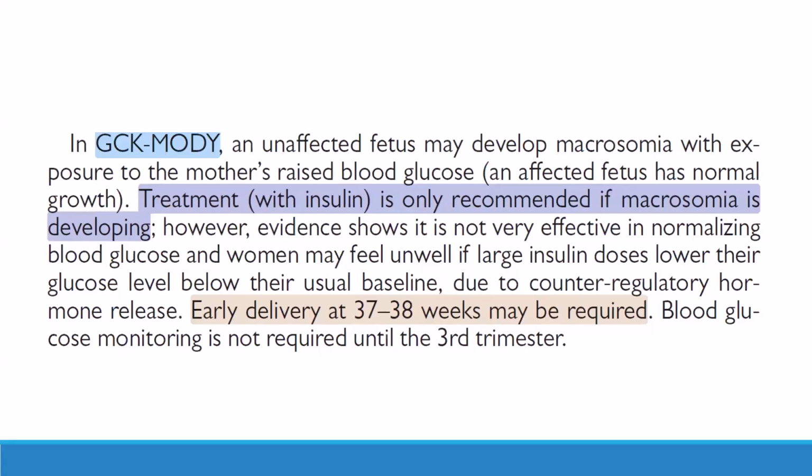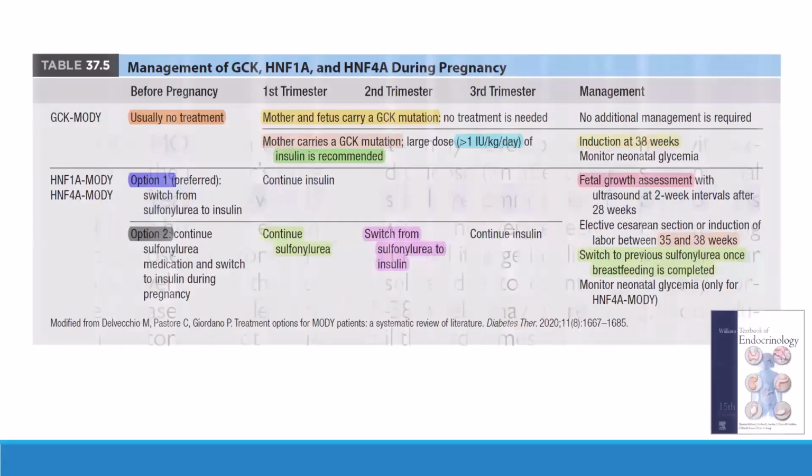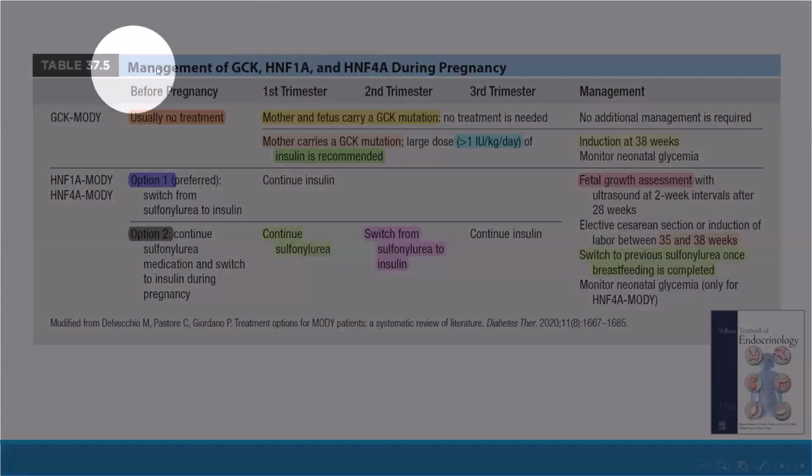And actually this is from the Williams textbook. This is the latest edition, and they cover this slide, which is a very, very important slide. In the Williams textbook, the latest edition, they put this table which summarizes the management of monogenic diabetes mellitus during pregnancy. And they mentioned that in glucokinase, before the pregnancy, no treatment is required. During the pregnancy, we have two options.